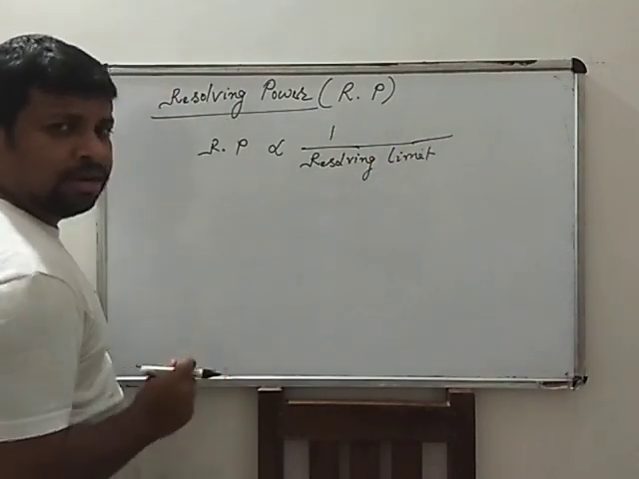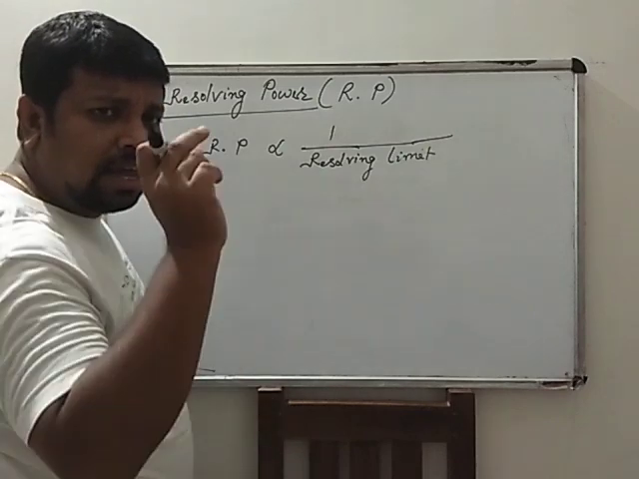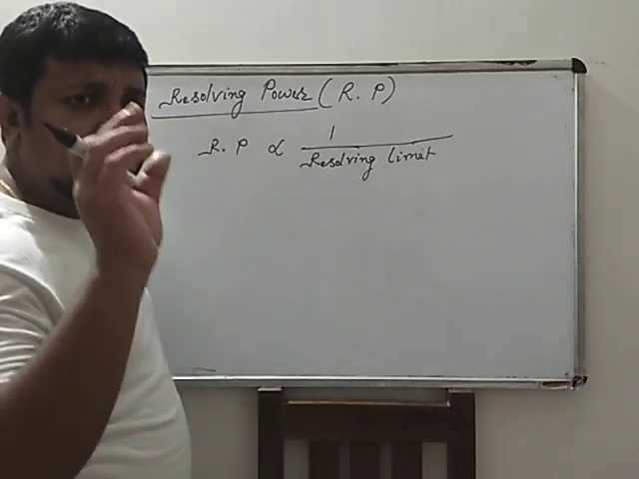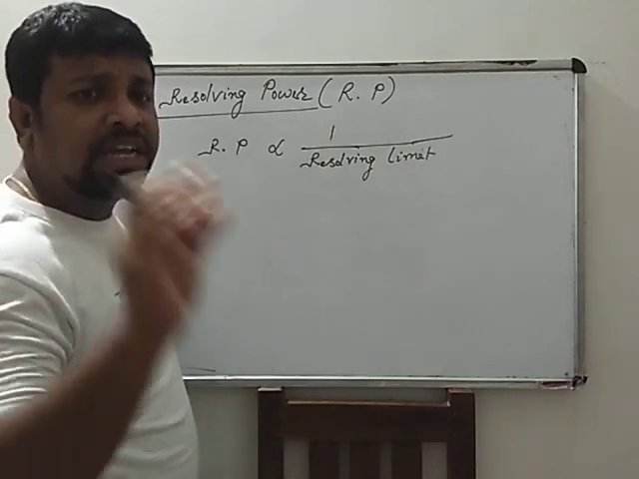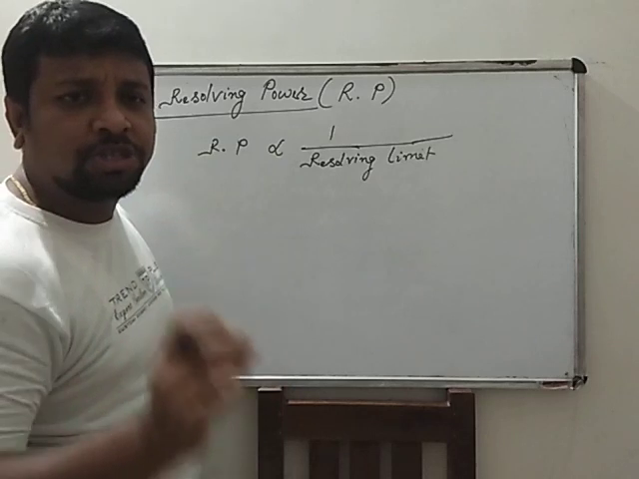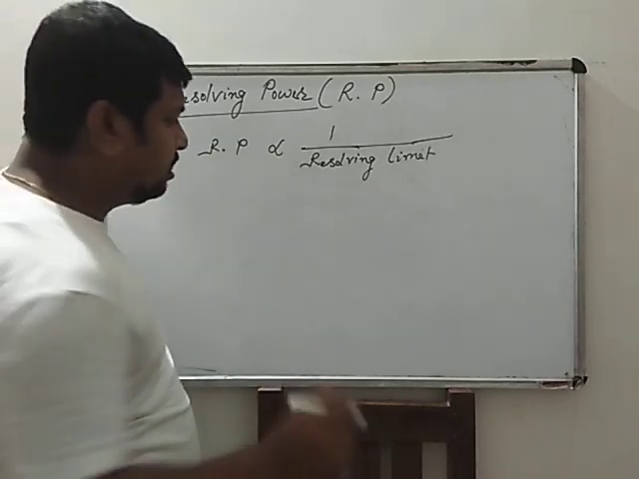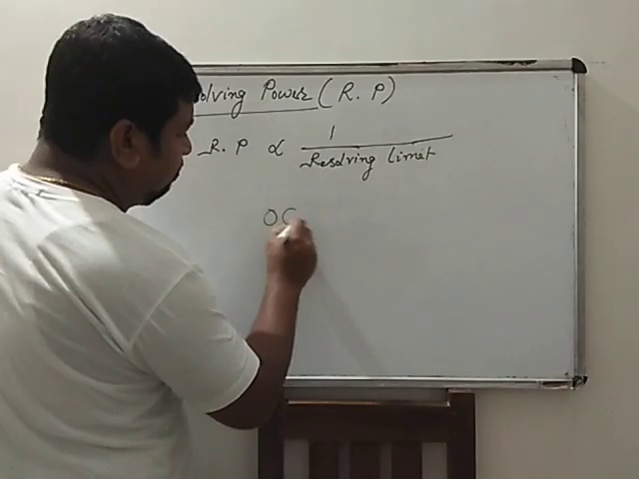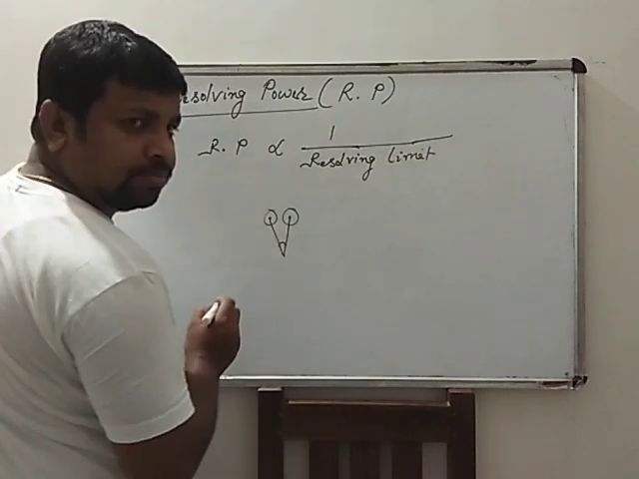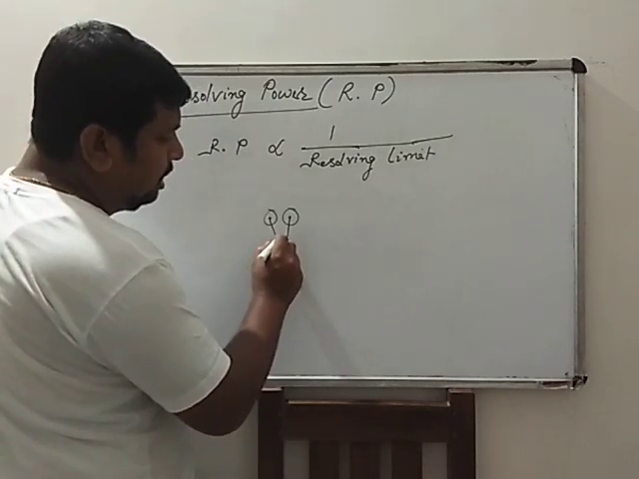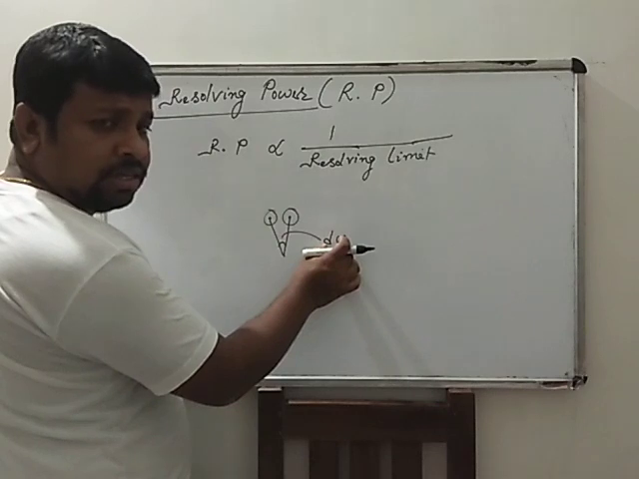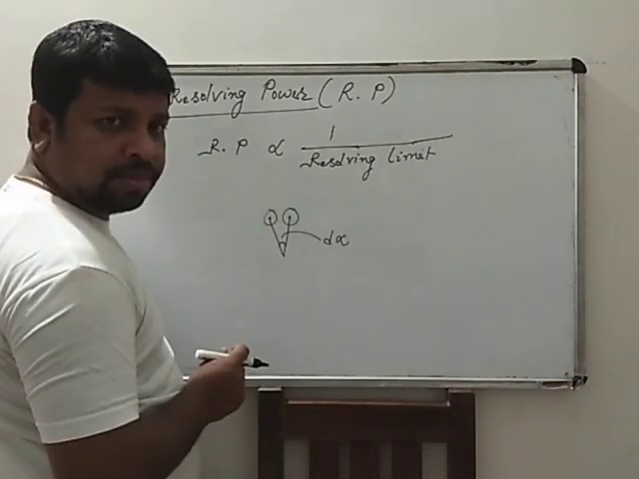So what is resolving limit? Resolving limit is the angular separation of two closely distant objects. Suppose this is an object, this is an object. So this angle is the angular separation. Suppose this angle is d alpha. So this is known as resolving limit.